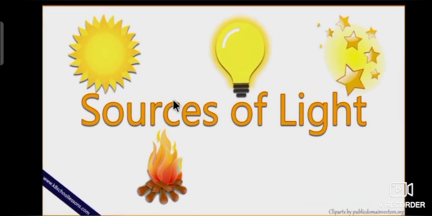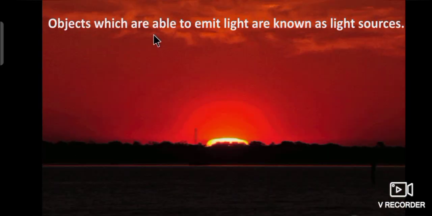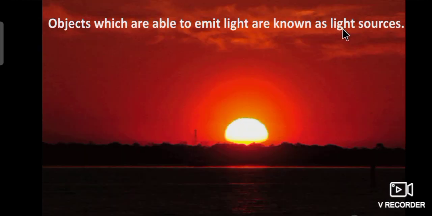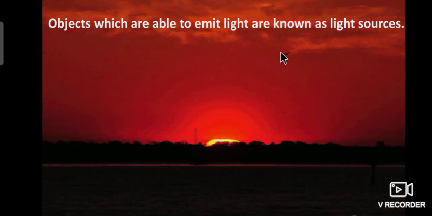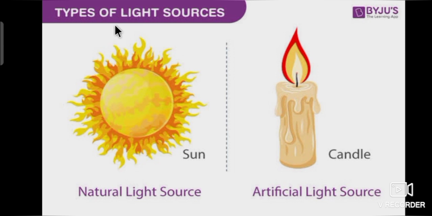Next, we have studied about sources of light. Objects which are able to emit light are known as light sources. There are two types of light sources, natural and artificial light sources. Sources which emit light naturally are known as natural sources of light. Example, sun. Artificial light sources are man-made. Example, candle.